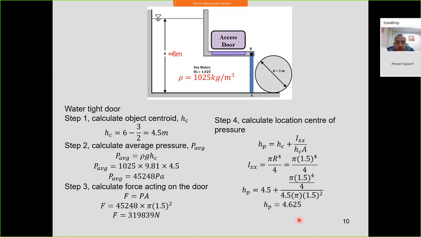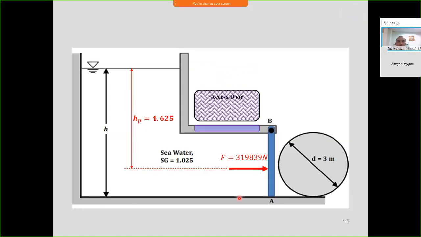So just simply using these 4 steps, you should be able to answer any question in the hydrostatic force topic. So what is HP? HP is the H from the water surface to the center of pressure. As I said before, it is supposed to be a distributed force, but we combine the distributed force and make it a concentrated force. So we need to know the F, and also the location where it is acting on the surface.